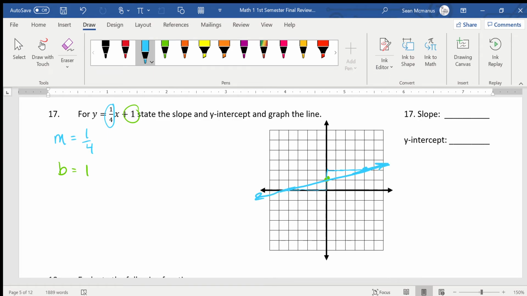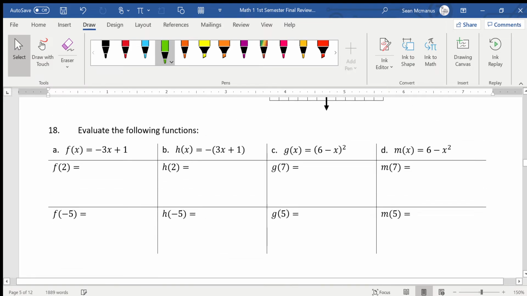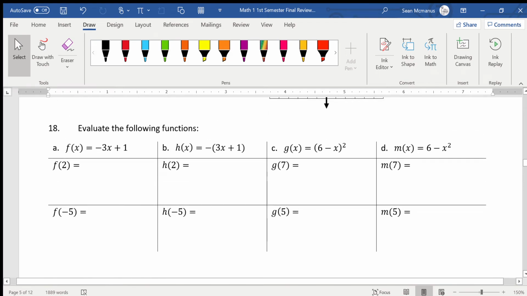Look like that. So my slope was 1 over 4, and my y-intercept was 1. Actually, I'm going to try and finish this one on the same video here, and then we'll take a break for Unit 1 and Unit 2.